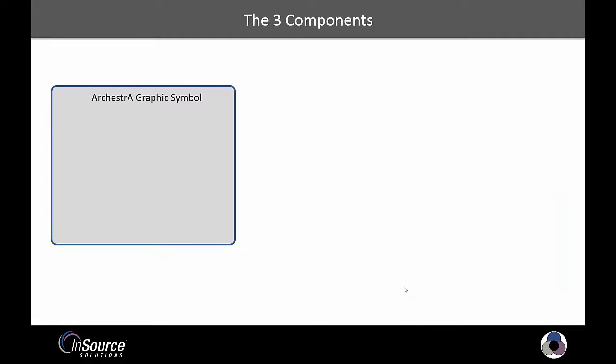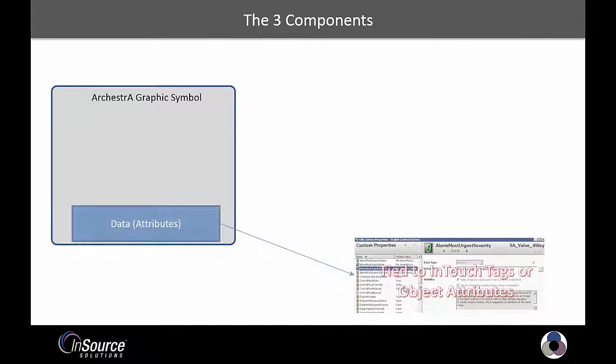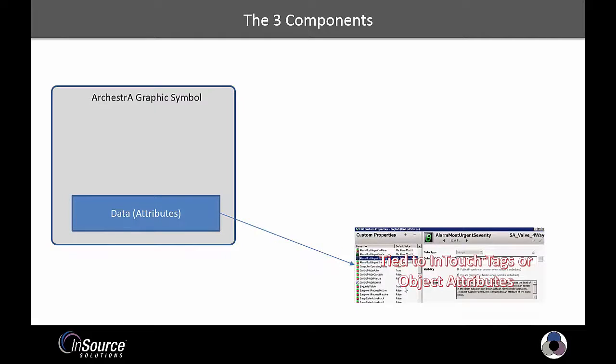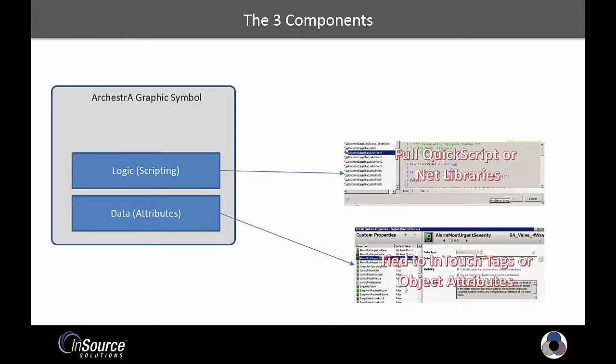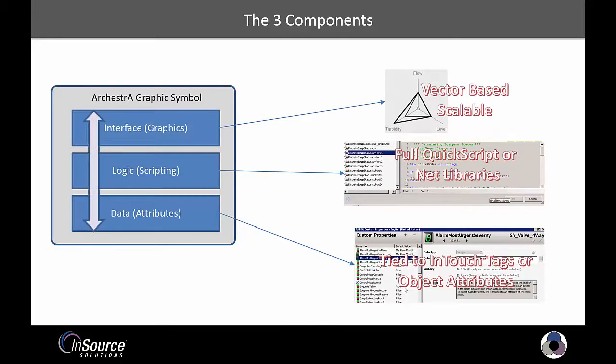ArchestrA graphics have three primary components. First, there are the data attributes that can have local or global scope and can be tied to InTouch tags or object attributes. They also have a layer of logic as defined by the standard Wonderware QuickScript language and fully supports the Microsoft .NET library. Finally, there are the visual elements, which are vector-based and have animations that are driven by the values of the custom attributes.